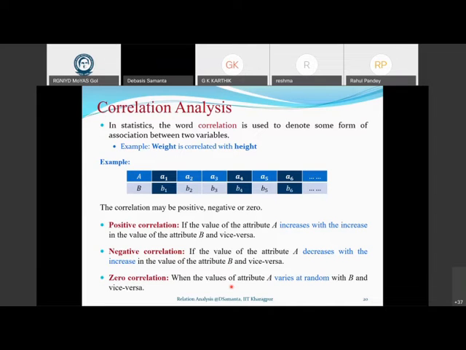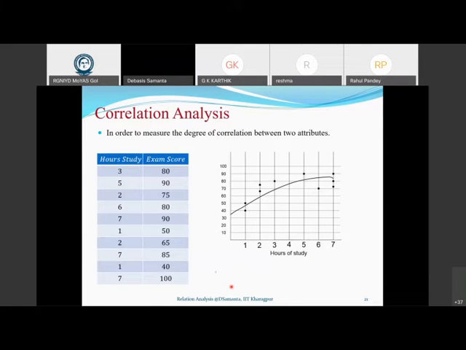So this kind of type, the positive or negative, is called the degree of direction of correlation. And then if the correlation is there, what is the strength of the correlation? Now let us start with a very simple example. Here the two attributes are study and exam score. It is very simple to understand.